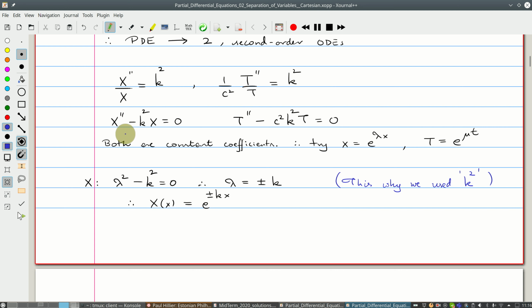Both are second order ODEs with constant coefficients, so we can try to find solutions of the form capital X, I should really make that capital X, is equal to e to the lambda small x, and capital T is e to the mu small t. This gives you a characteristic equation for lambda. So lambda is equal to plus or minus k, and this is why we use k squared. We didn't have to, but this is why we did. It avoids the square root appearing here. And then we have X as a function of little x is e to the plus and minus little k x.